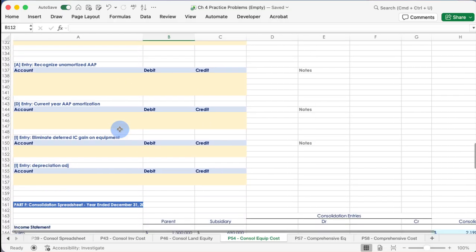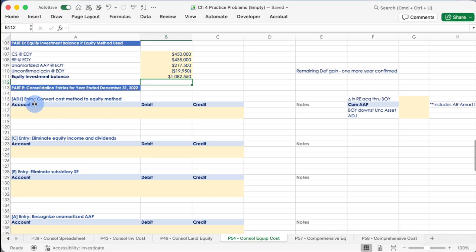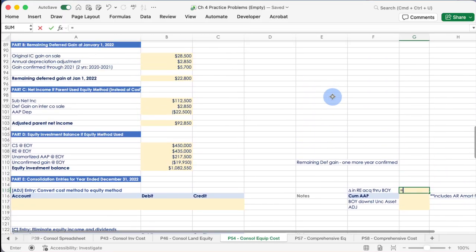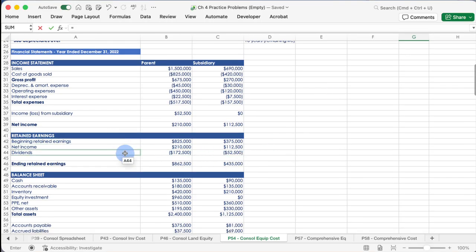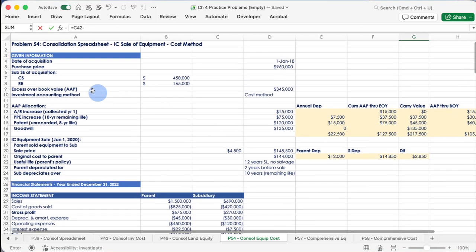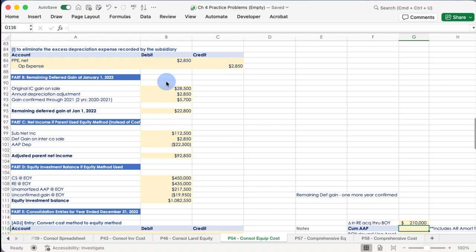Now we're getting to actually doing the consolidating process. And so we need to start with this adjusting entry to get us from the cost method into the equity method. And I gave you space over here for us to calculate what that adjusting entry should be. So first, we're going to calculate the change in retained earnings from acquisition through beginning of year. And so if we come up here, we have beginning of year retained earnings of 375,000 for our subsidiary, minus, if we go up to the top, retained earnings of 165,000, and so we get a difference of 210.